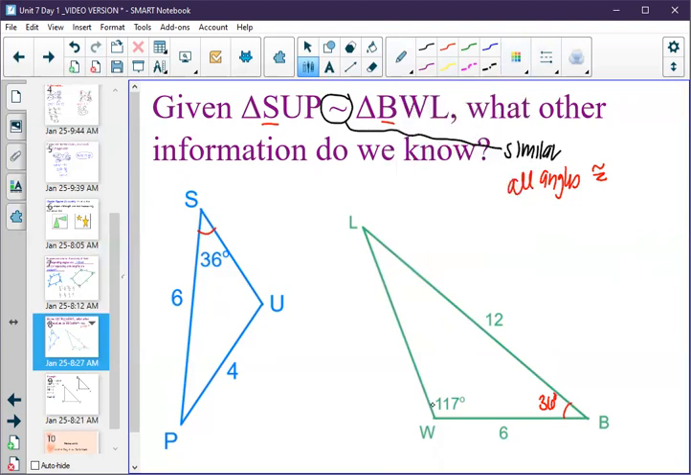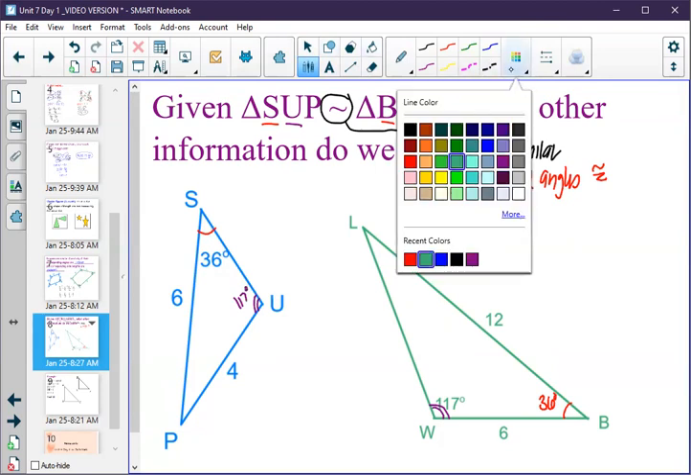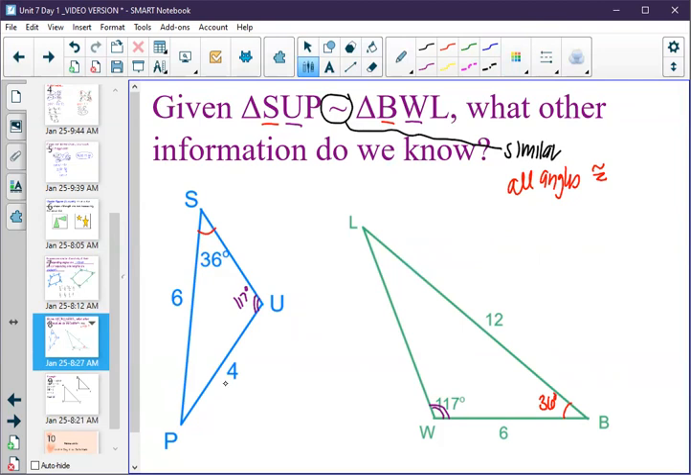In this triangle, I know angle W is 117 degrees. Angle W is the second letter. The second letter in the first triangle is U, so I know those correspond and they have to be congruent. Oh, I wrote the wrong number there. So this has to be 117 degrees. And then lastly, I don't know anything about angle L and angle P, but I know that they correspond also.